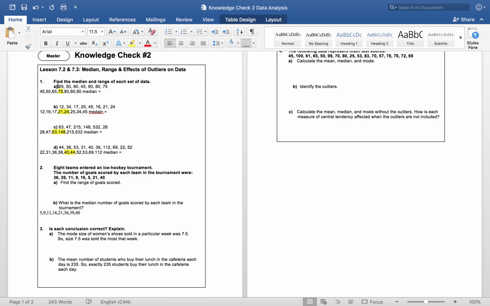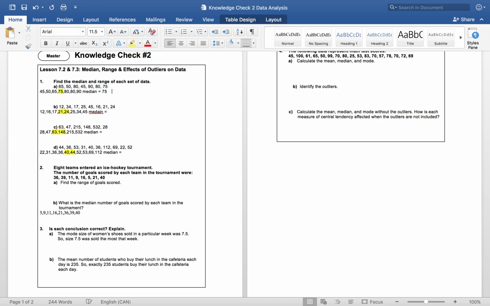So we are looking at the set of data here that they've given to us. The first thing to do in calculating your median is to arrange them in order of least to greatest or greatest to least. Either way is okay. So here I went least to greatest, 45 all the way up to 90. My median, my middle number there is 75. So there's one mark there for your median of 75.